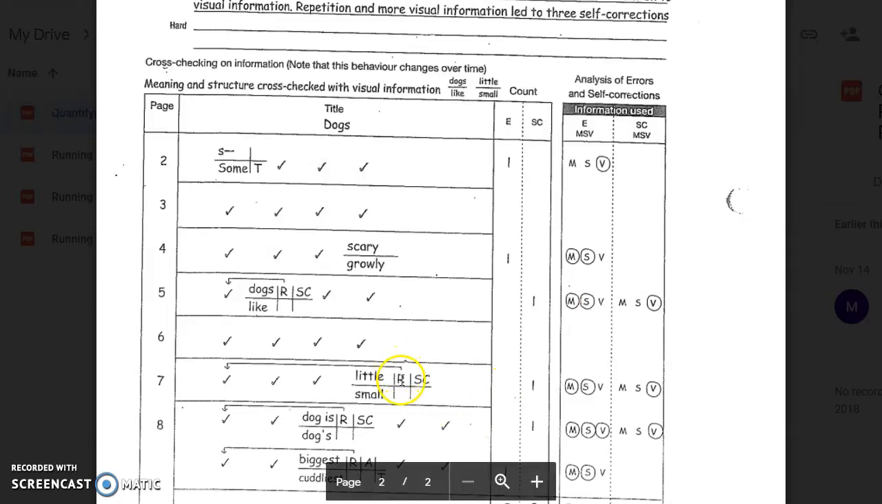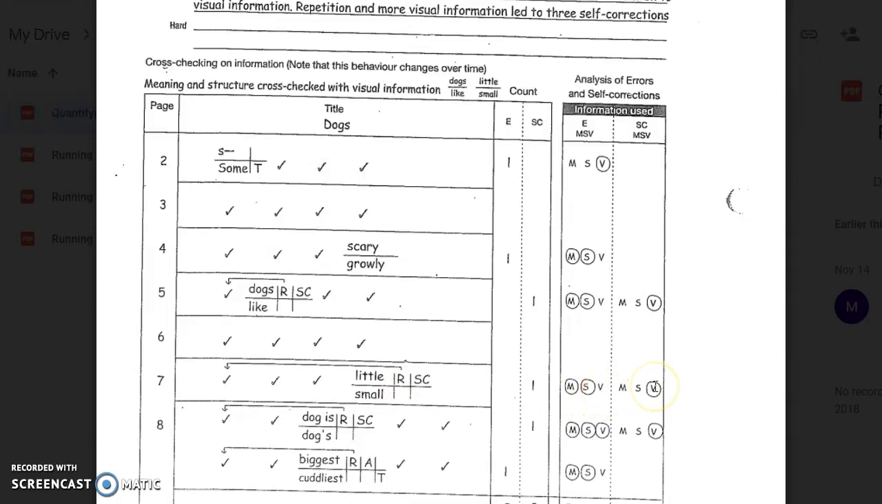Moving down to little for small. Again, this is a self-correction, so you're going to write MSV in the error column and in the self-correction column. What did they rely on when they erred? Meaning, I would agree. There was probably a little dog on the page, like a chihuahua or something, and so they said little for small. And then it is the same part of speech, so I can understand circling structure. When we look at the visual, the graphophonics, there aren't enough letters in common to justify circling visual.